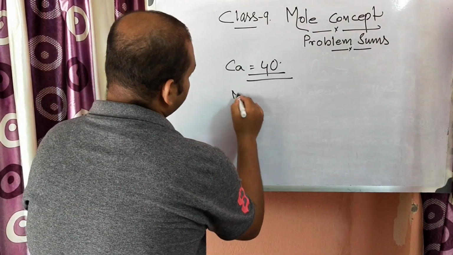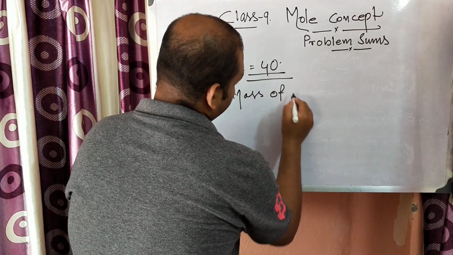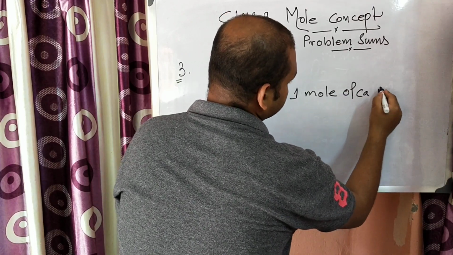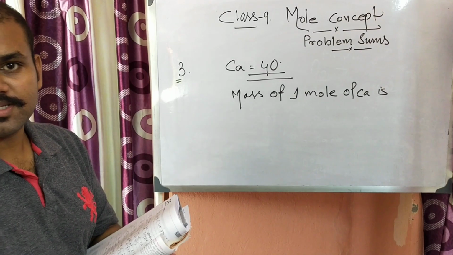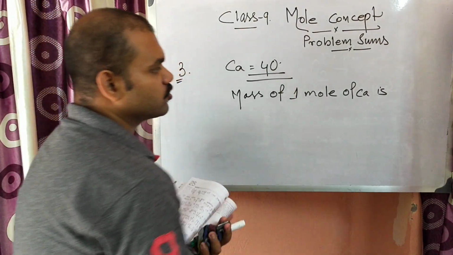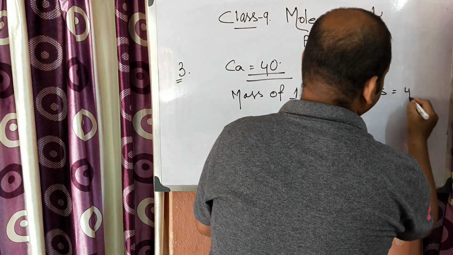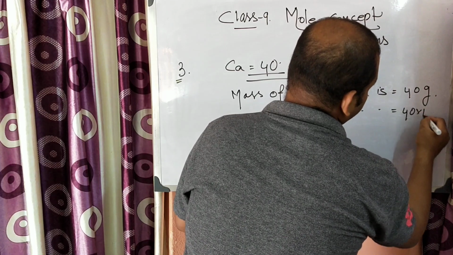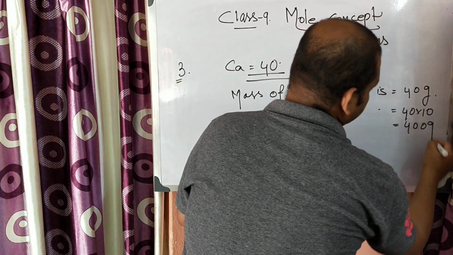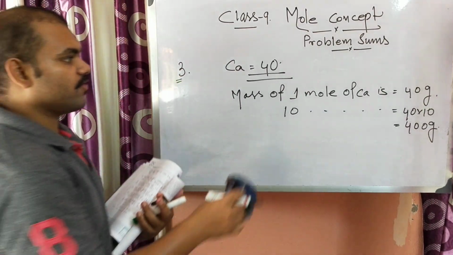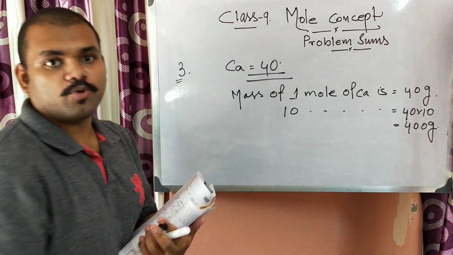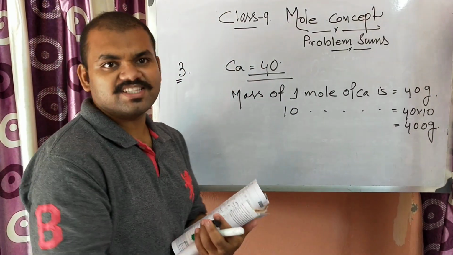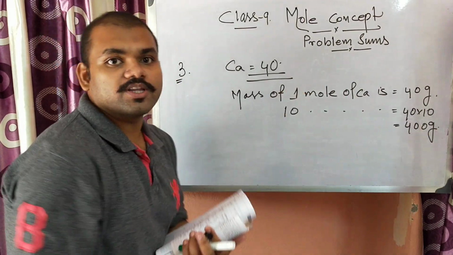So the mass of 1 mole of calcium is equal to its molecular mass, 40 gram. So 10 mole of calcium is obviously 40 into 10, that is 400 gram. As simple as that, because the mass of 1 mole of any substance is its gram molecular mass.